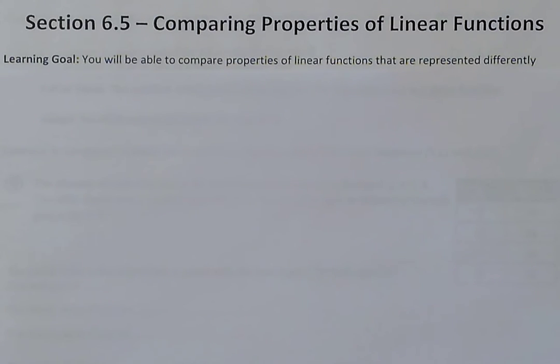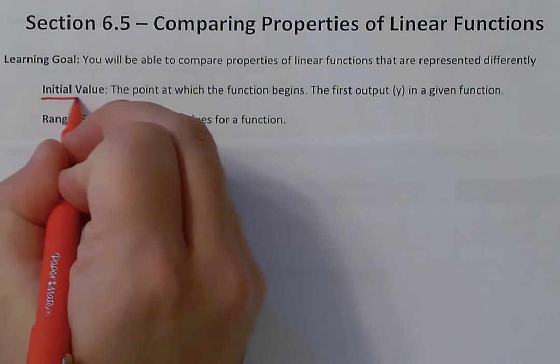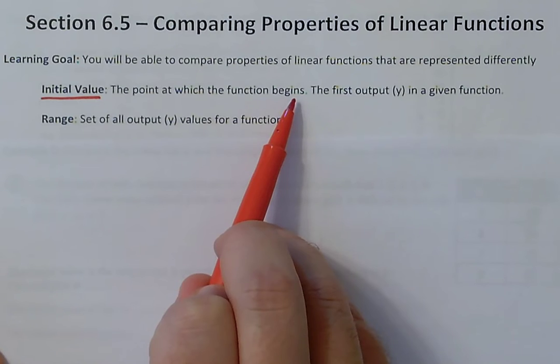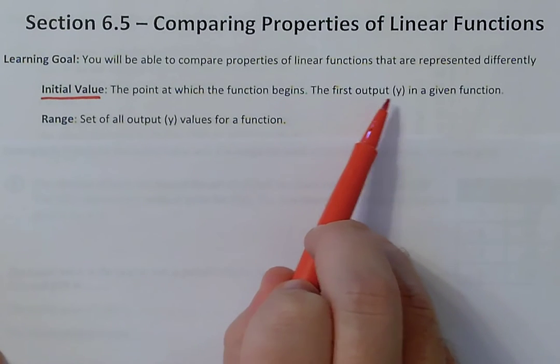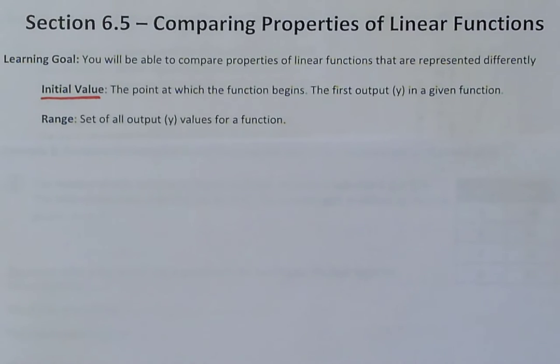All right, now before we get into our first example, there's two terms that I want to talk about. The first one is initial value. So the initial value is the point at which the function begins. It's the first output or the first y value in a given function. So just so you are aware, anytime that we talk about the initial value, it's that first point.